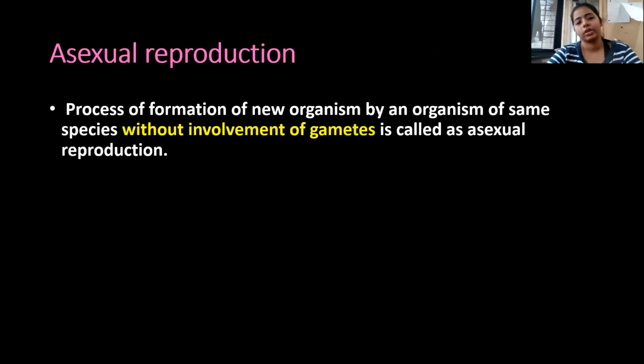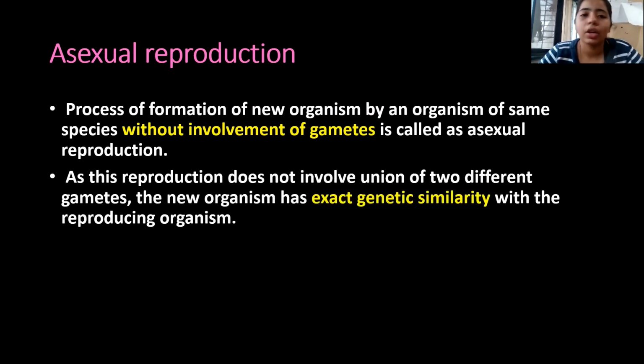Now, what is asexual reproduction? The process of formation of a new organism by an organism of the same species without involvement of gametes is called asexual reproduction. I'll repeat: the process of formation of a new organism by an existing organism of the same species without involving gametes is called asexual reproduction.